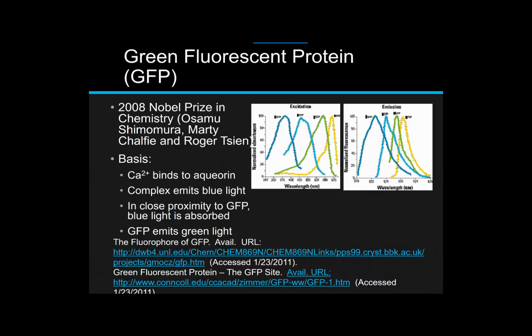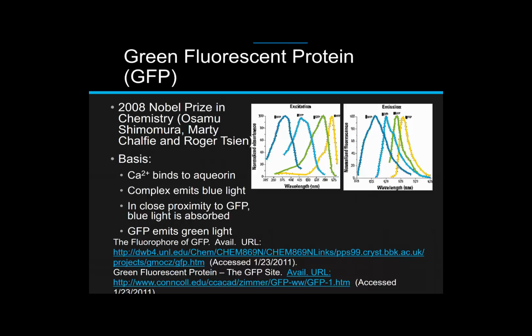Still another interesting set of applications is based on the use of so-called green fluorescent protein, or GFP. So what is GFP, or green fluorescent protein? It's a protein that was originally isolated from a jellyfish that emitted light at 509 nanometers when you excited it with blue light at 395 nanometers. And the basis of the effect is the binding of calcium ions to a photoprotein that's called aequorin. And when the calcium binds, the resulting complex that's formed is very emissive.